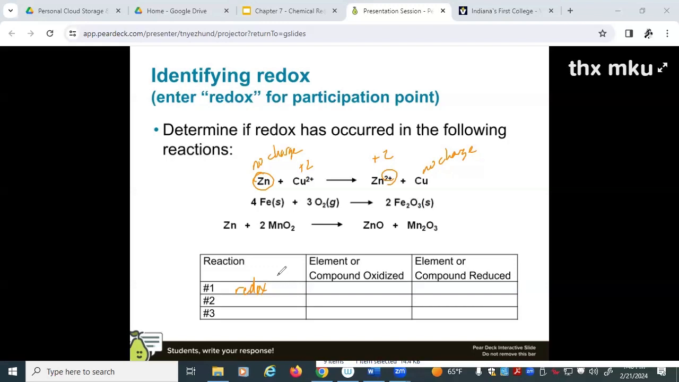The question is, what was oxidized and what was reduced? Here's where we need the LEO GER or OIL RIG. If something loses electrons, what happens to its charge? Is it going to go up or is it going to go down? It's going to go up. Loss of electrons means we're going to get more positive. Positive numbers are bigger than negative numbers. So which of those two reactants got more positive?